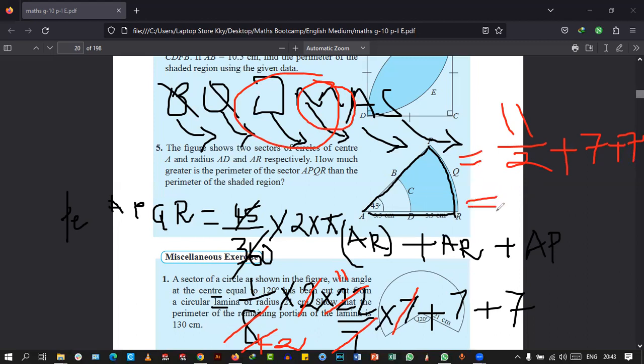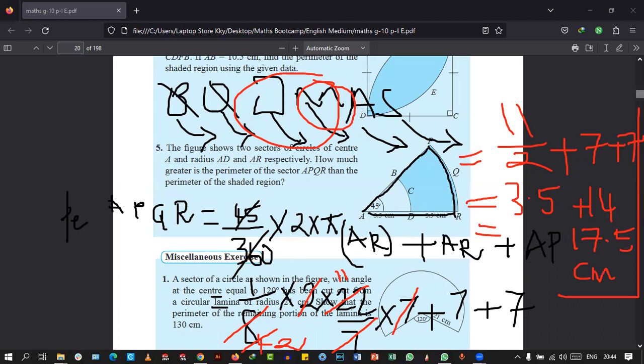Now, how much will it be? It's simple. We have to divide this number. If it is not divisible, then we can add the rest of the things, right? It will be 3.5. Then 3.5 plus 7 plus 7 is 14. So 14 plus 3.5, how much? It will be 17.5 centimeters. That is the value of the perimeter of APQR, 17.5.